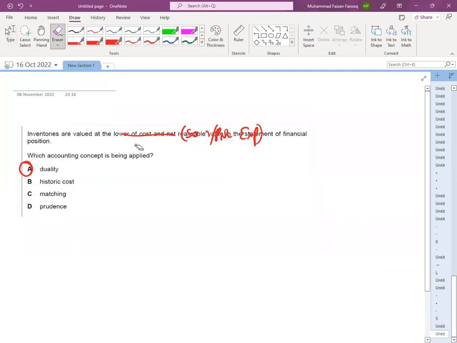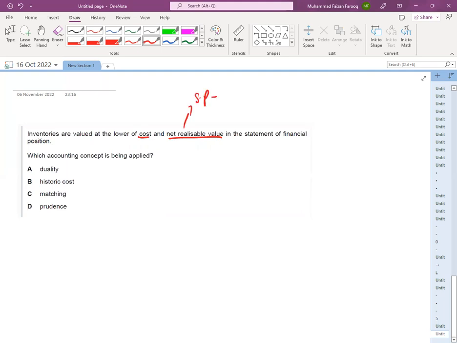Now, what does this say? Inventories are valued at lower of cost or NRV. Why are we recording inventories at lower of cost or net realizable value? Net realizable value means selling price minus expense to sell. Why do we do so? Because if inventory has a problem, meaning damage or any other issues, we are recording it at lower of cost or NRV.